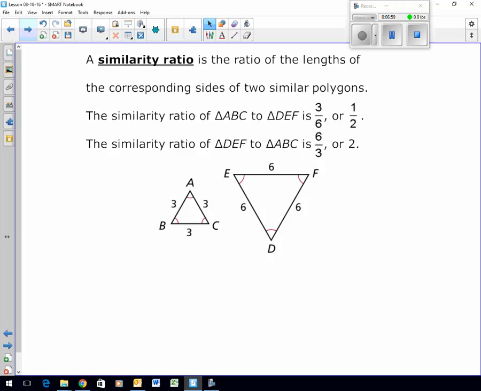Notice how this is written. Smaller triangle to bigger triangle, correct? Smaller to bigger has a ratio of 1/2. Bigger to smaller has a ratio of 2. Okay?